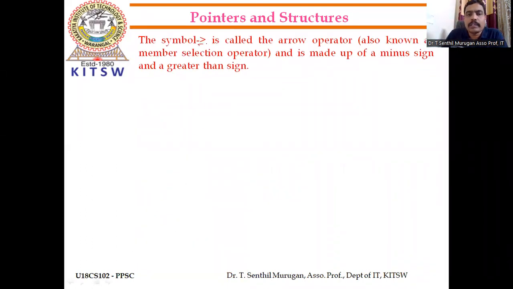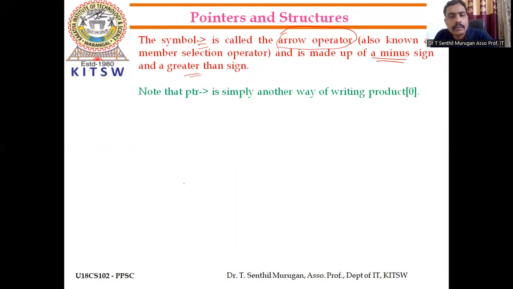So what is the arrow mark? The arrow mark is the arrow operator. So we can say that this is the arrow operator. Normally it is known as the member selection operator. You just remember it. The arrow operator is the member selection operator. Okay, how can we write it? Minus symbol and greater than symbol. Okay. So if you are using the arrow mark with the pointer, it is simply another way of writing product 0 dot name. Okay, so as I already told, wherever we use product 0, product 0 means a variable, it will represent the first member.